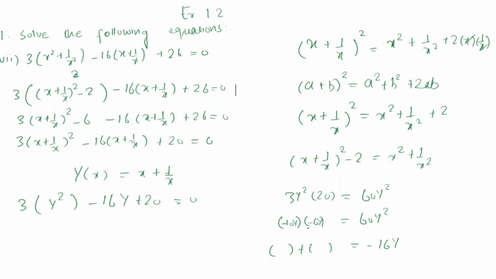If you multiply these two numbers, you get 60y square, but when you add them, you get minus 16y. So replace minus 16y with these two numbers. With 3y square, it is minus 10y, minus 6y, plus 20 equal to 0. Now what is common in this term and this one? The common is y.